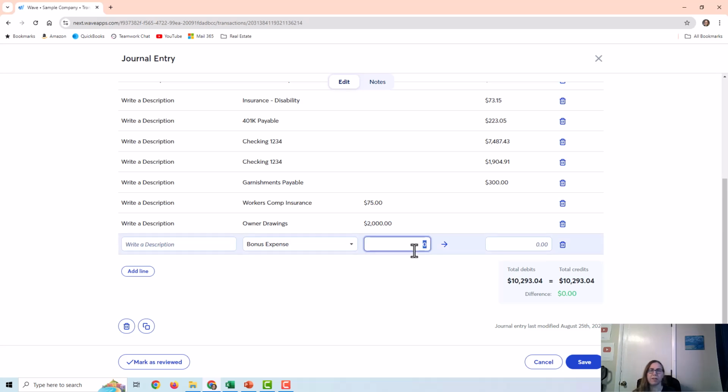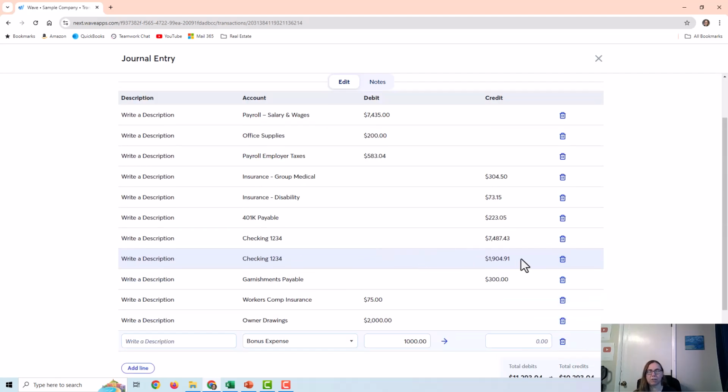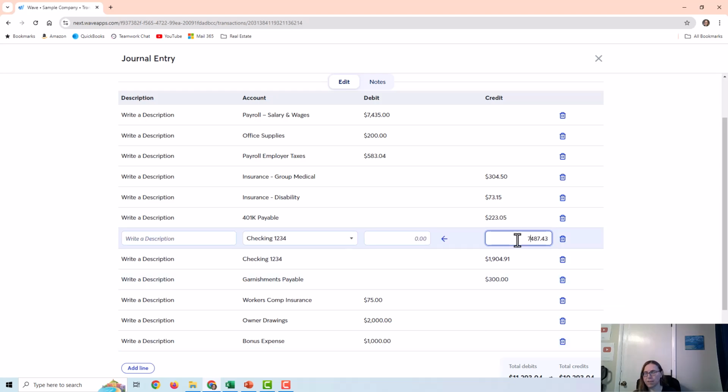Okay, so let's say the bonuses to employees were $1,000. Now, normally that would get included in wages, and taxes would be calculated on the bonus in addition to the salaries, but I don't want to redo all the taxes at this point, so just know that it would be taxed. But in this case, we're just going to assume that the taxes are already calculated and include this $1,000 bonus expense, and that is going to also increase the net pay.